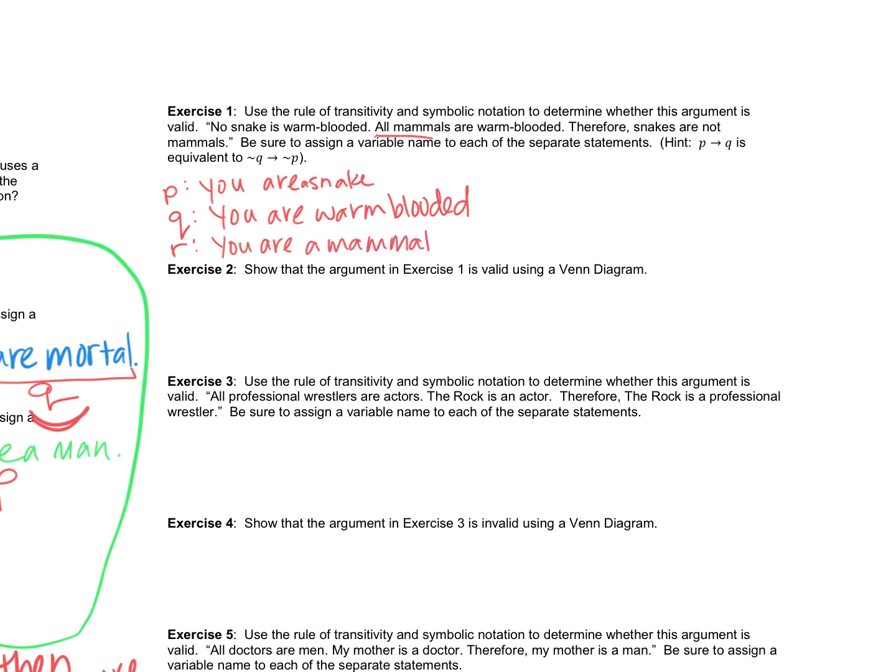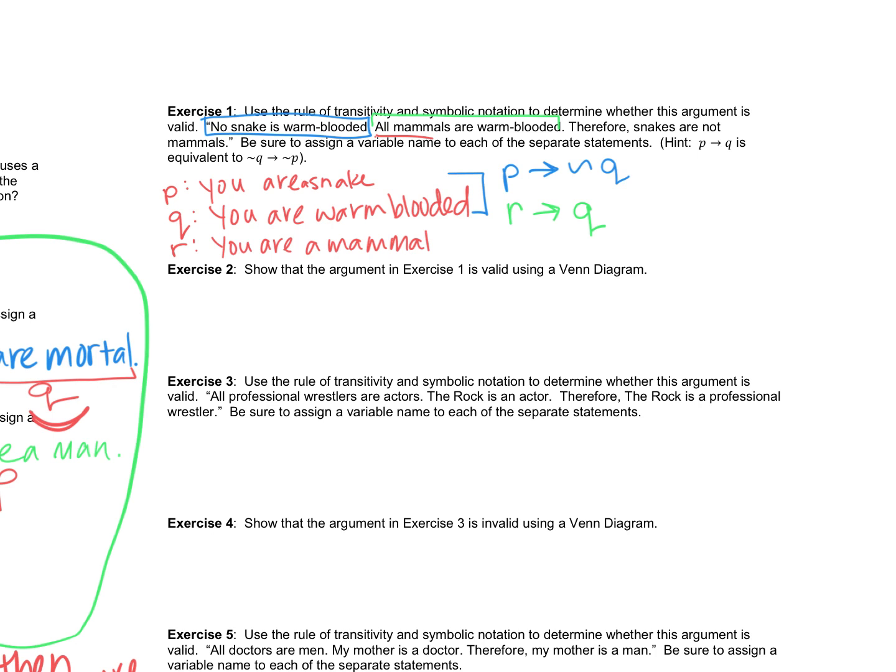Let's see what we have here. When we have "no snake is warm-blooded," what that means is if you are a snake, then you are not warm-blooded. So using those P's and Q's together, that's what that statement says. For the next one, all mammals are warm-blooded. That means that if you are a mammal, that implies you are warm-blooded.